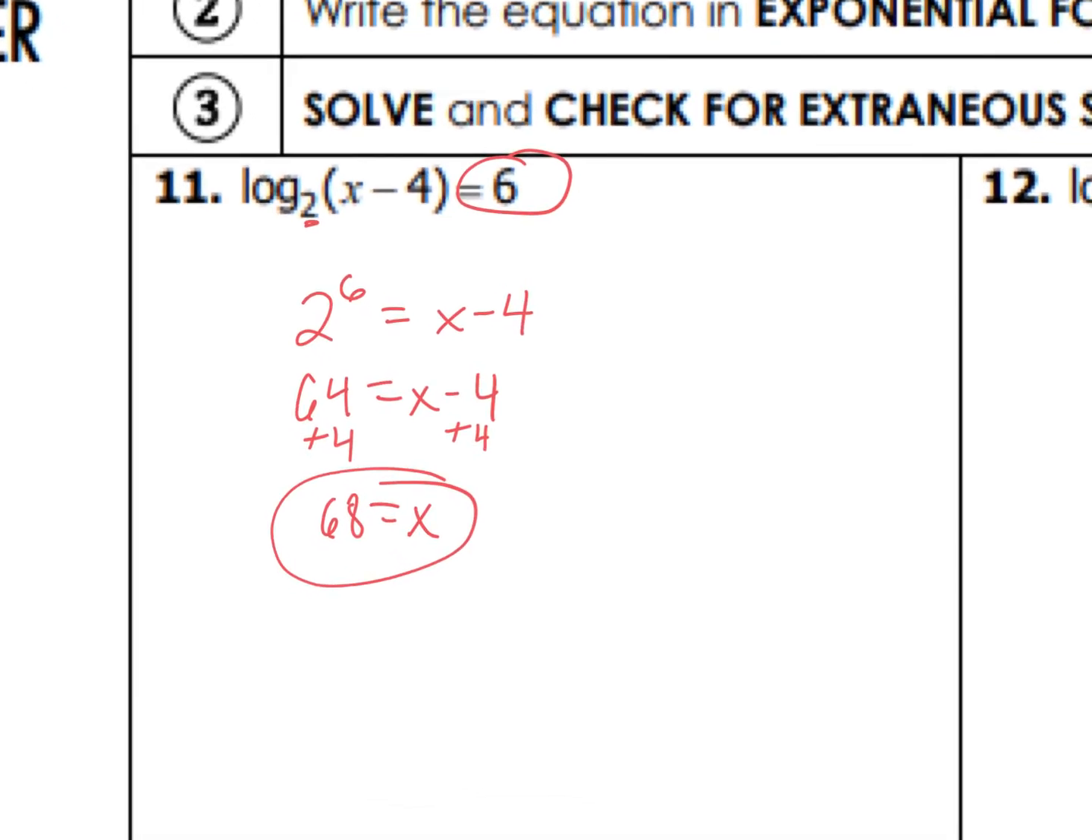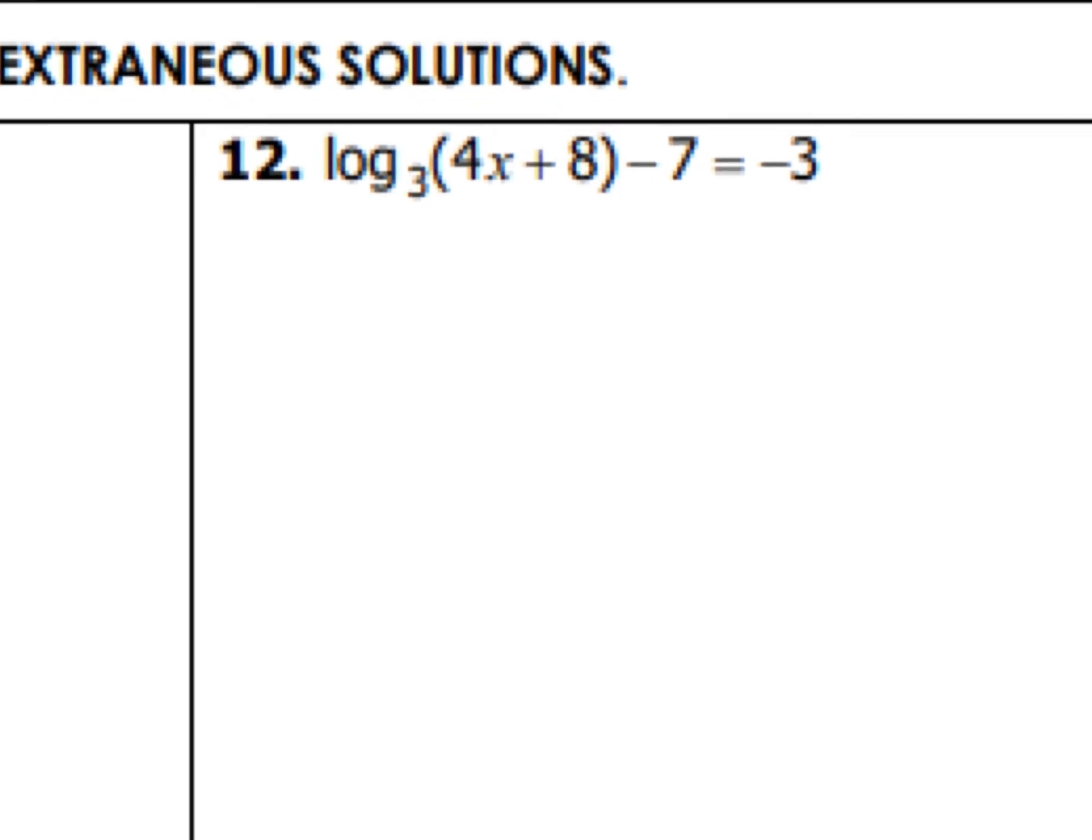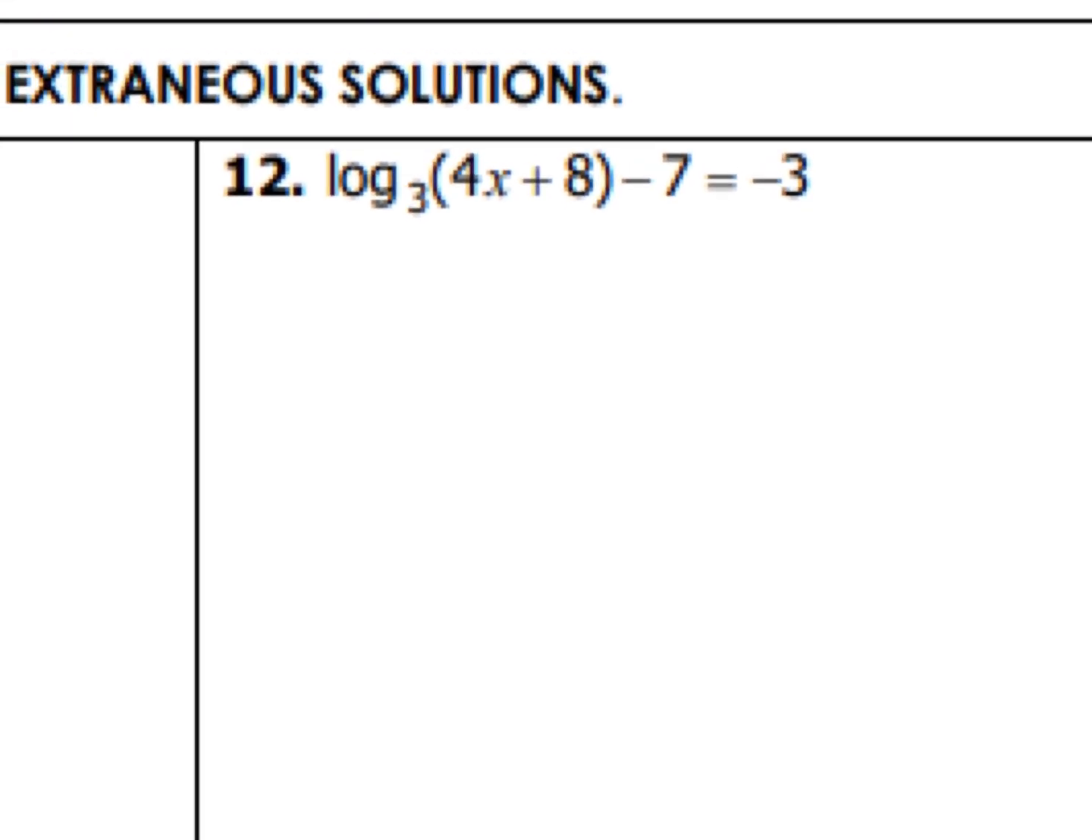Now we're going to real quick move over to number 12. Don't freak out. You got it. So you see how 12 has some friends hanging around, right? It needs to be the log and its a value on a side by itself, but that 7 cannot be over there. So we've got to add that over. Good deal. So log base 3 of 4x plus 8 equals, what's negative 3 plus 7? 4. And now set this up for me.